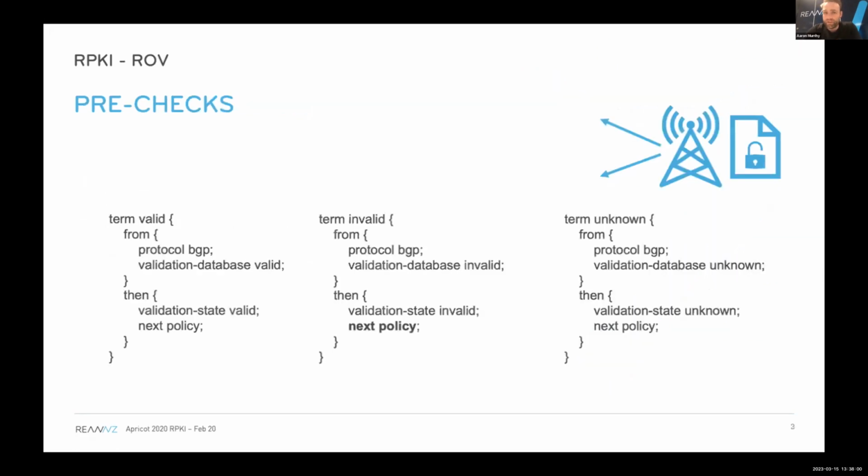First things first, we had to do some pre-checks to see how badly we were likely to break things if we enabled this. So the first thing that we did was we enabled RPKI policy, but you'll see there in the bold, on an invalid, we still accepted, or at least went to the next term to eventually accept that route. This allowed us to populate our routing table with validation state enabled so that we could see what we would likely drop if we were to turn it on.